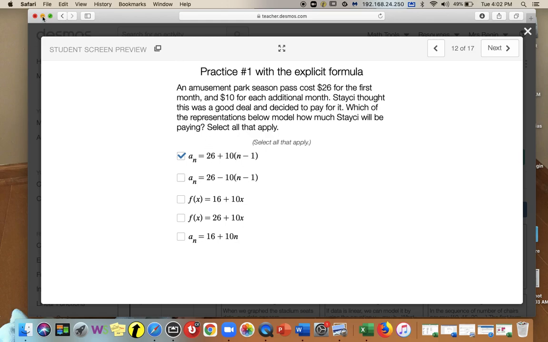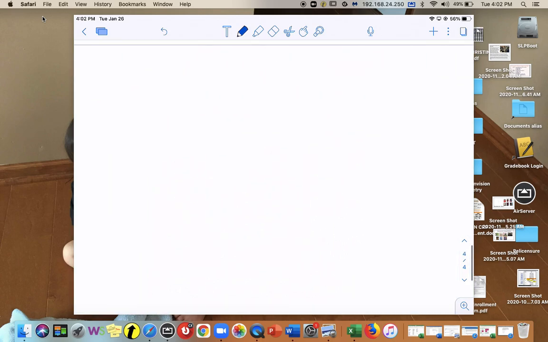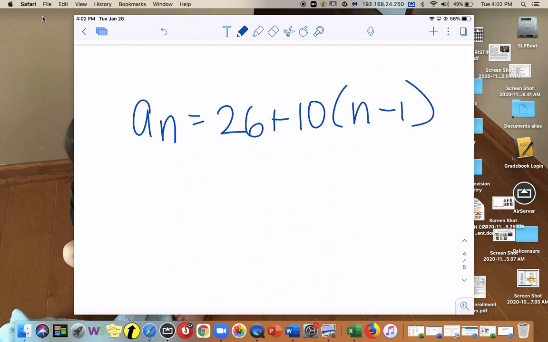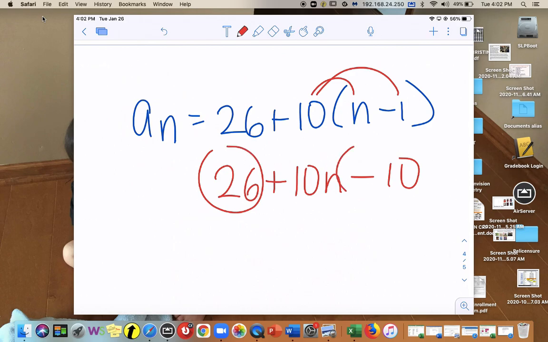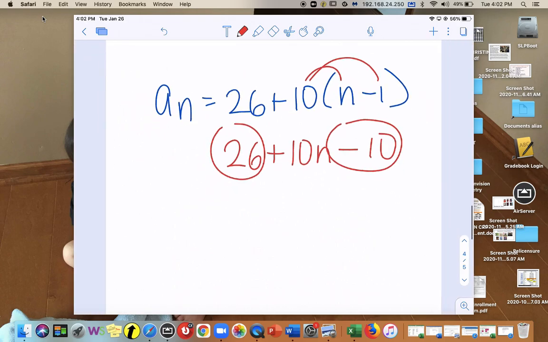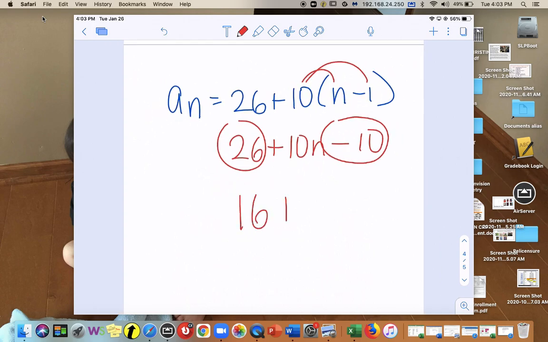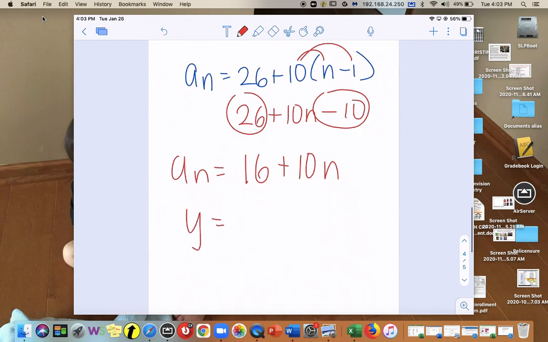Okay, so let me show my work for simplifying. Okay, so we have A sub n equals $26. We're adding 10 every month. Let's simplify this and see what we get. So you would distribute. We would get 26 plus 10n minus 10. We'll combine like terms. So this is like going backwards. Instead of month 1, we would go to like month 0 if there was a month 0. It's 16 plus 10n. So here's another way to write this. Or if we're writing y equals mx plus b, it would be 10x plus 16. So that's several different ways to write it.